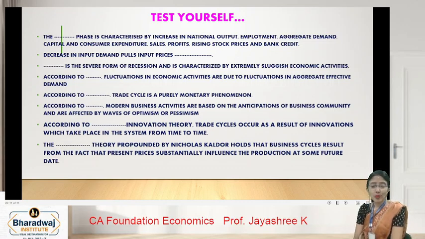According to dash, modern business activities are based on the anticipation of the business community and are affected by waves of optimism or pessimism. According to dash, innovation theory, trade cycles occur as a result of innovations which take place in the system from time to time. The dash theory propounded by Nicholas Kaldor holds that business cycles result from the fact that present prices substantially influence the production at some future date.